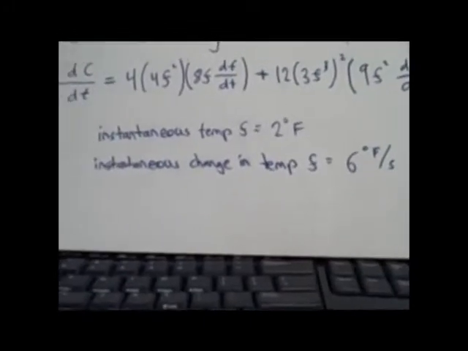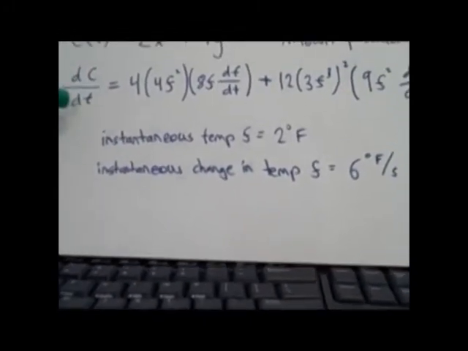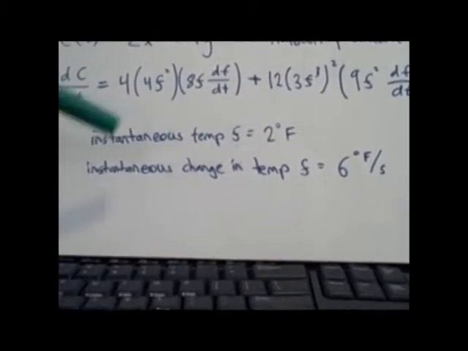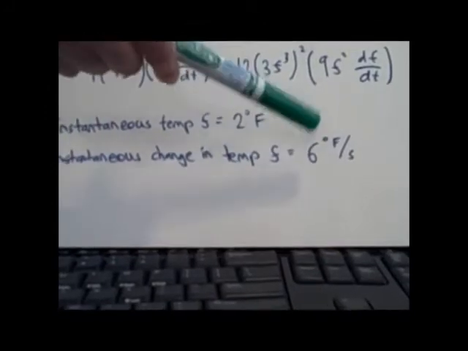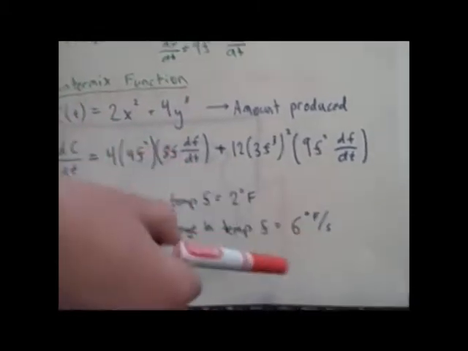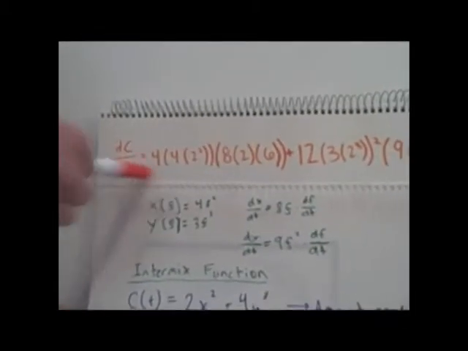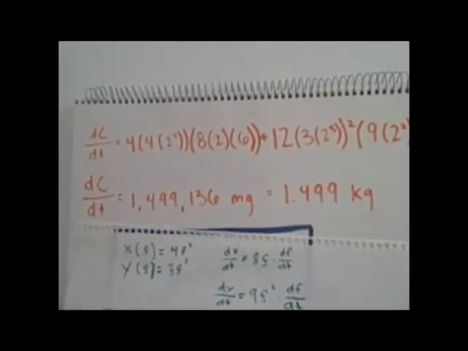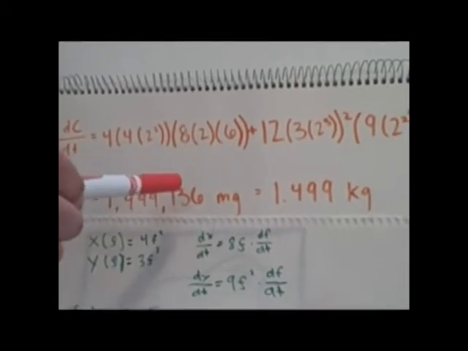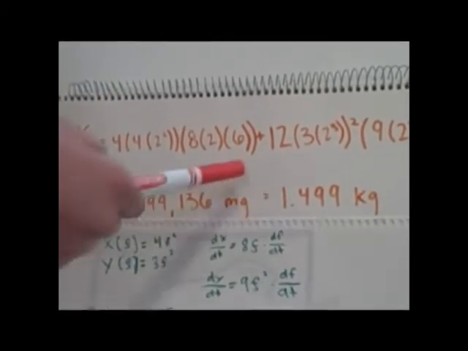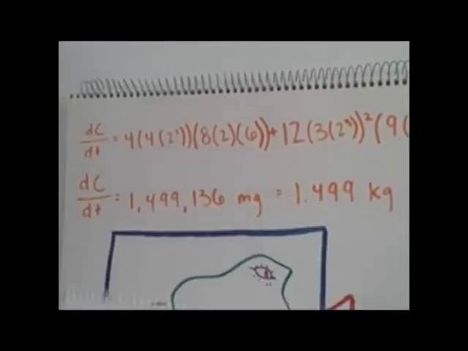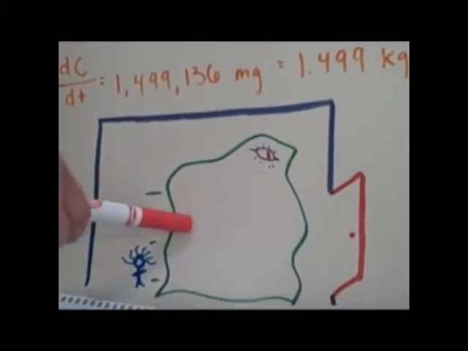Now we're going to find out what the rate of change of c is when the instantaneous temperature of f is equal to 2 degrees Fahrenheit and the change in temperature is 6 degrees per second. Okay, so now taking our derivative of c of t function and plugging in our values, 2 and 6, we get this mess, which in turn equals 1,499,136, and we decided it must be in milligrams because that's a ridiculously large number, which in turn equals 1.499 kilograms. At that point, the product gained consciousness and left the lab.